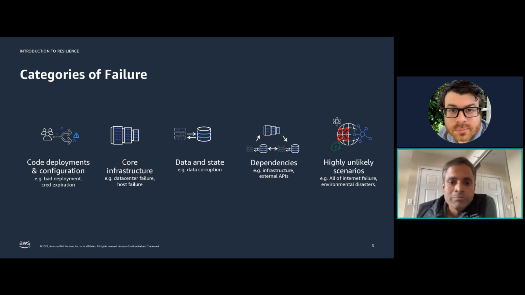Another category could be dependencies. What happens if a third-party dependency fails, or do you gracefully degrade? What if latency increases by 50%? And finally, also highly unlikely scenarios such as a natural disaster that impacts power or infrastructure.